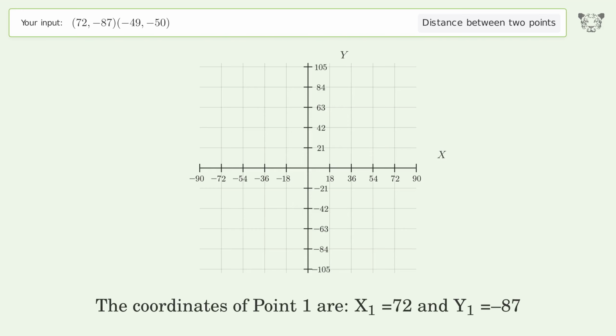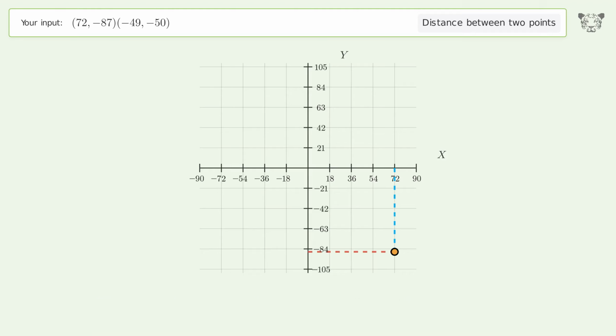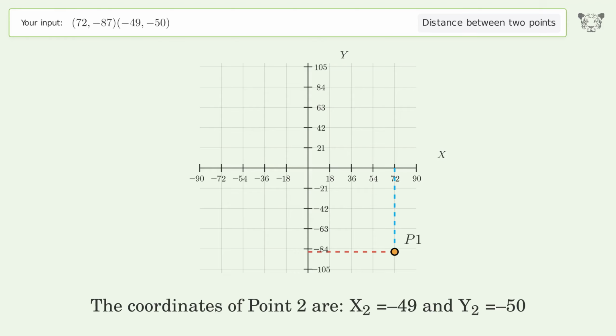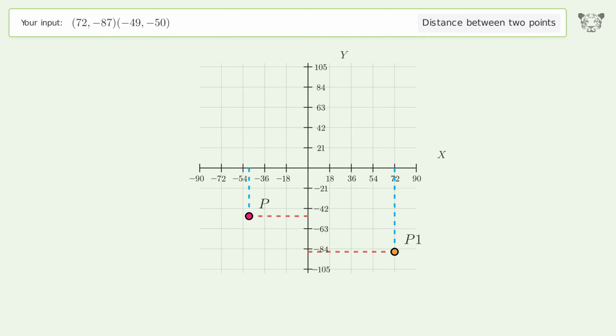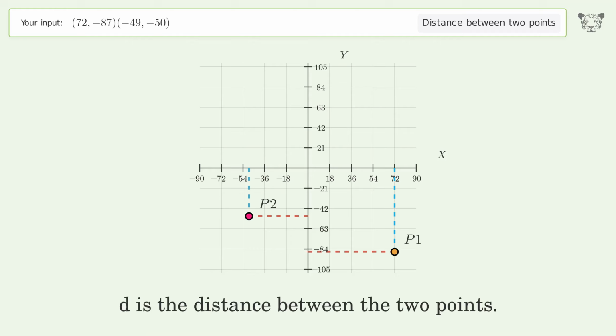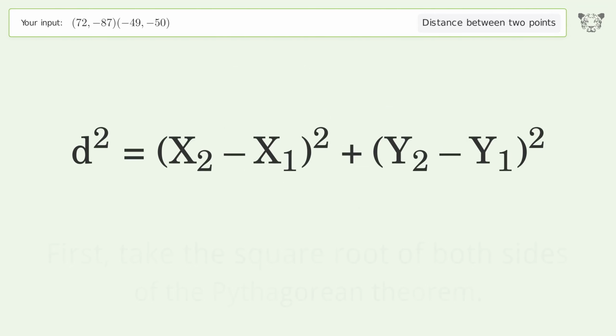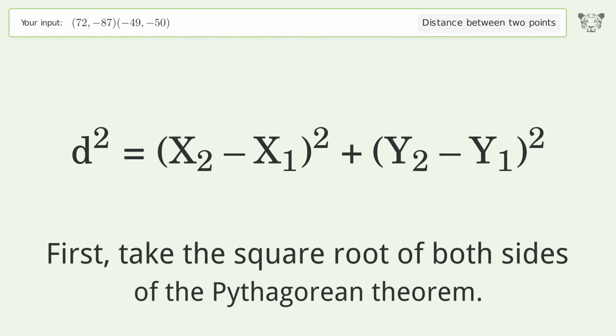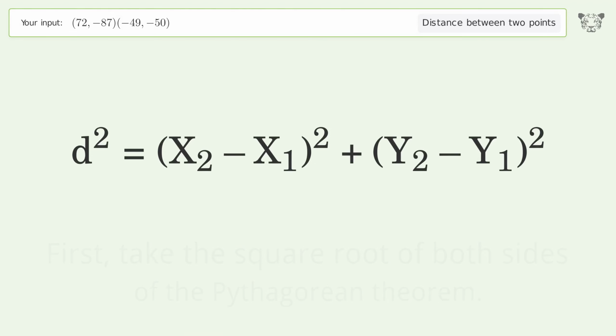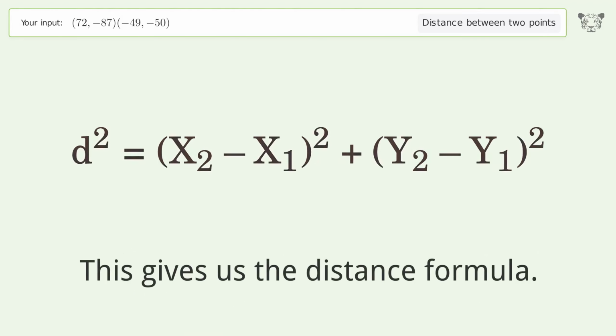The coordinates of point 1 are x1 equals 72 and y1 equals -87. The coordinates of point 2 are x2 equals -49 and y2 equals -50. D is the distance between the 2 points. First, take the square root of both sides of the Pythagorean theorem. This gives us the distance formula.